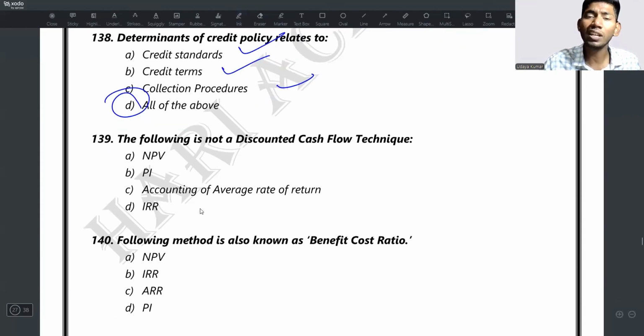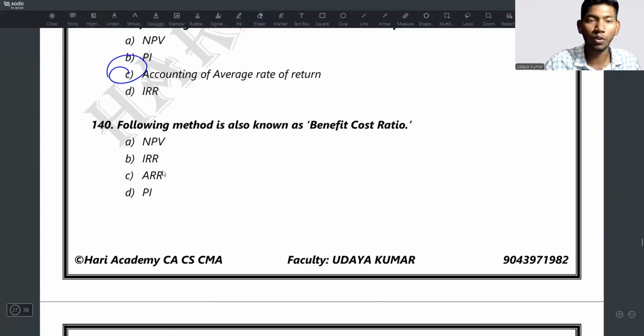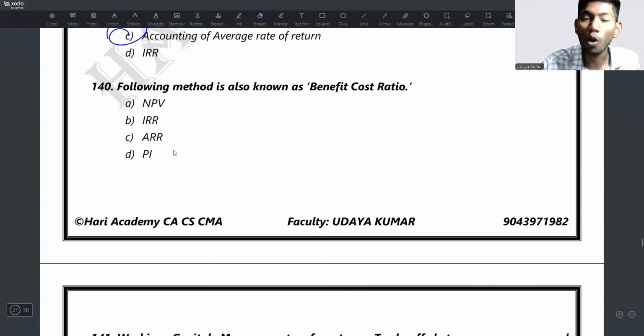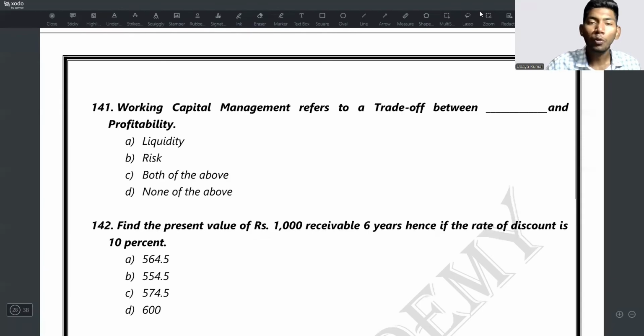Question number 139. Which of the following is not a discounted cash flow technique? NPV and the profitability index are discounting techniques. The accounting or average rate of return is not a discounting technique. Option C is the right option here. Next, which method is also known as benefit cost ratio? Profitability index. Moving to question 141, working capital management refers to a trade-off between what and profitability? Liquidity and profitability.